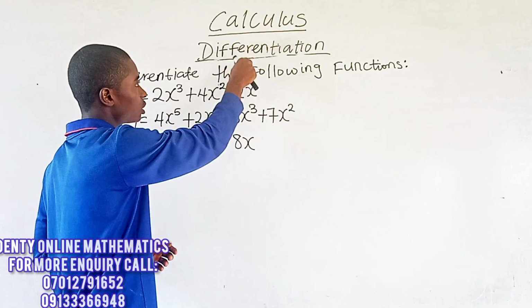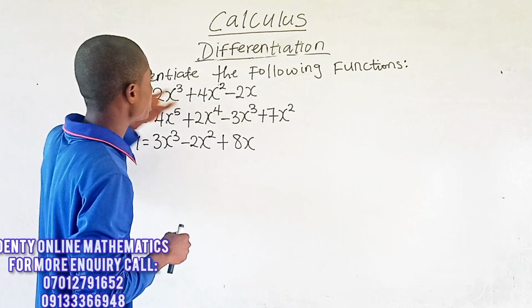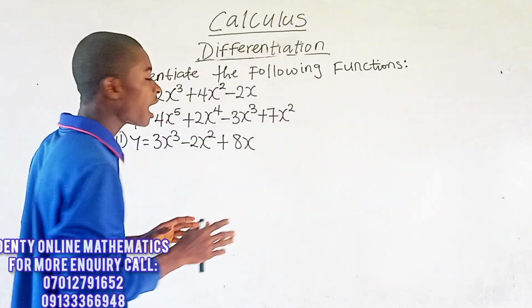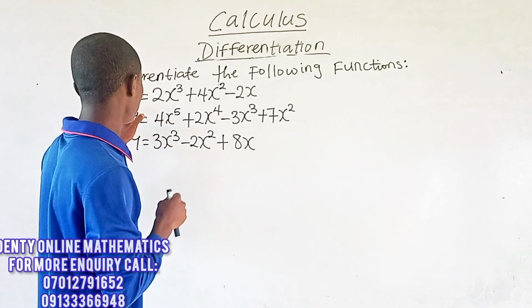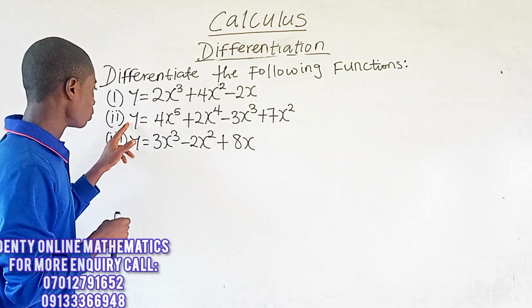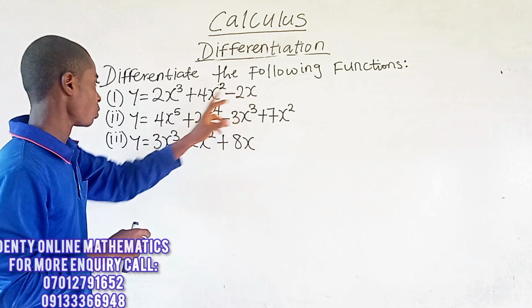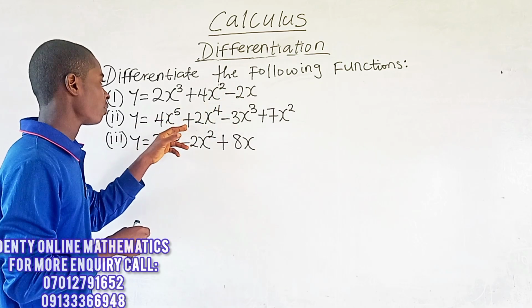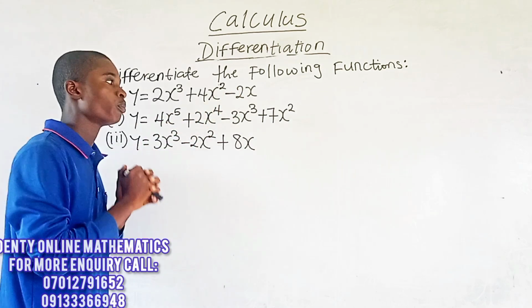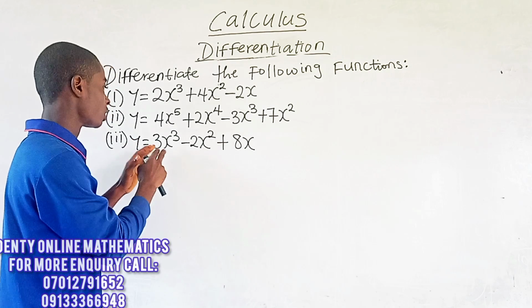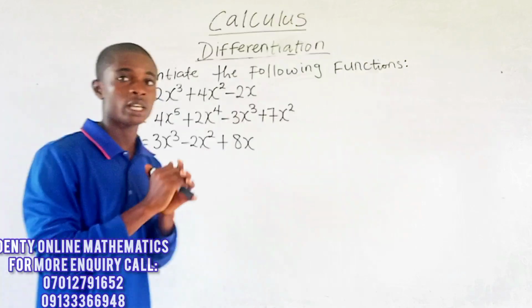We have calculus differentiation. We have to differentiate the following functions. Now we have three functions here before us: the first one, the second one, the third one. y = 2x³ + 4x² − 2x. y = 4x⁵ + 2x⁴ − 3x³ + 7x². And y = 3x³ − 2x² + 8x.